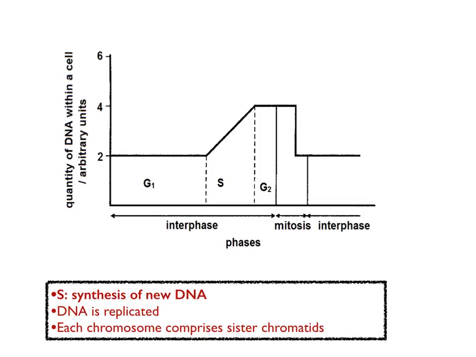So this graph illustrates how the quantity of DNA within a mammalian somatic cell varies during the different phases of the cell cycle. So notice how the quantity of DNA increases during the S phase and then it decreases during mitosis. So what's happening during the S phase? Well, during the S phase, the DNA is replicated. Each chromosome comprises sister chromatids, so that's why you're getting an increase in the DNA.